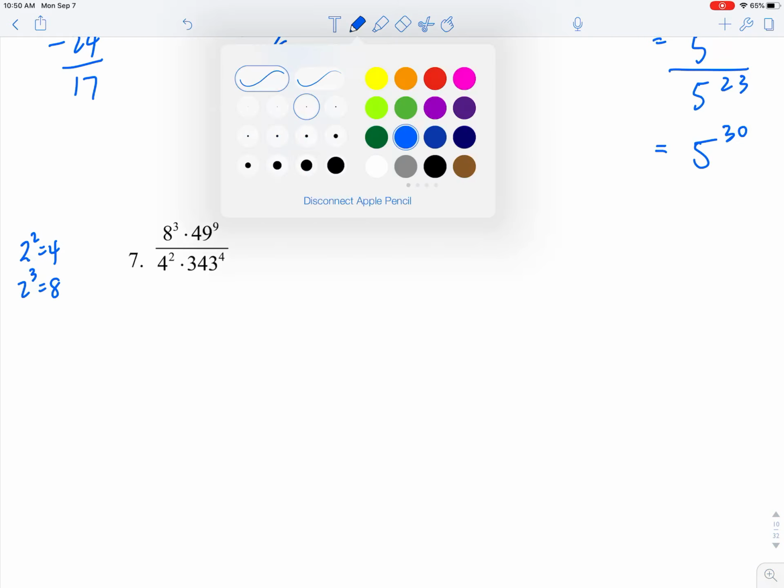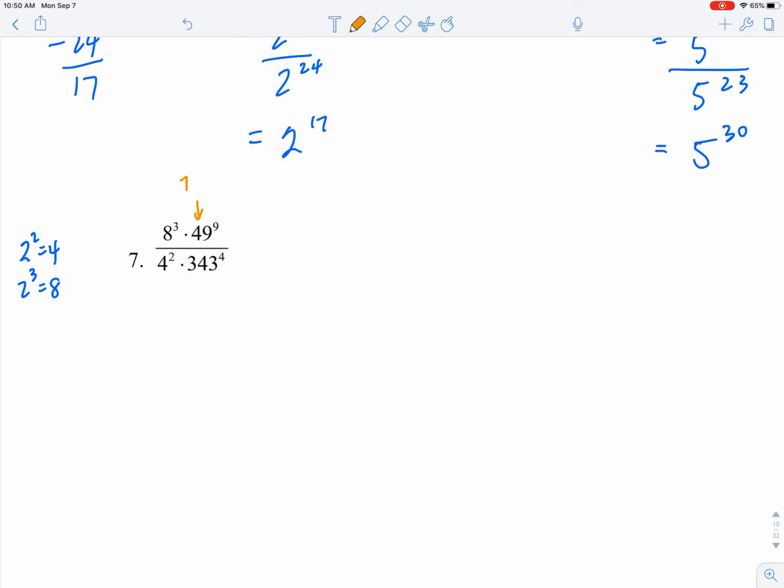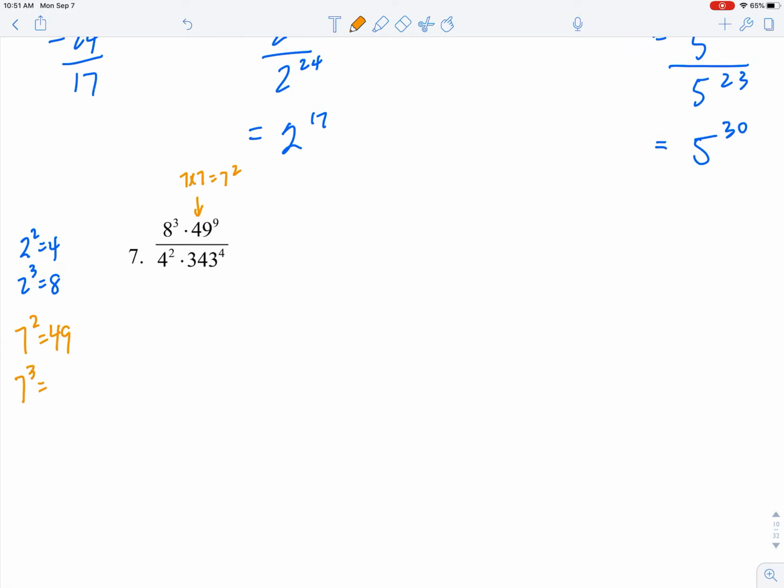49 makes me think of 7 times 7, which would be 7 squared. So let me try 7. 7 squared is 49. And on my calculator, 7 times 7 times 7, hey, it gives me 343. So I'm going to have it sort of in 2 separate parts. I'm going to have these guys as powers of 2, but then I'm going to have this as powers of 7, and I'm going to keep the 2s with the 2s and the 7s with the 7s.